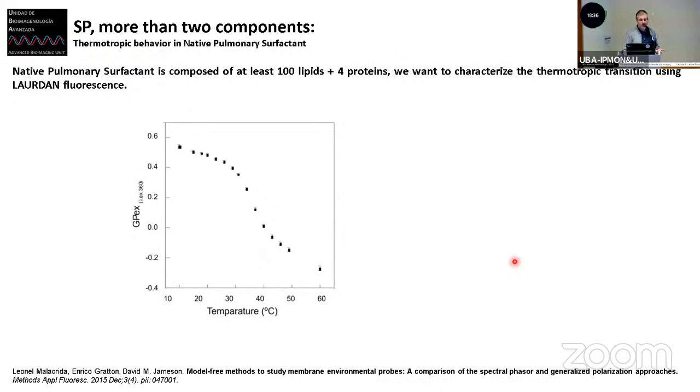It is always true with lipids. Well, it's not. And this is another example. This was also part of my PhD thesis, working in cuvette, with pulmonary surfactant, which is a very complex mixture of lipids and proteins that can have, I don't know, 100 lipids and at least 4 proteins, the pulmonary surfactant proteins. When you do the phase transition using Laurdan, you increase temperature and you calculate the GP, you again get some sort of phase transition curve of GP.